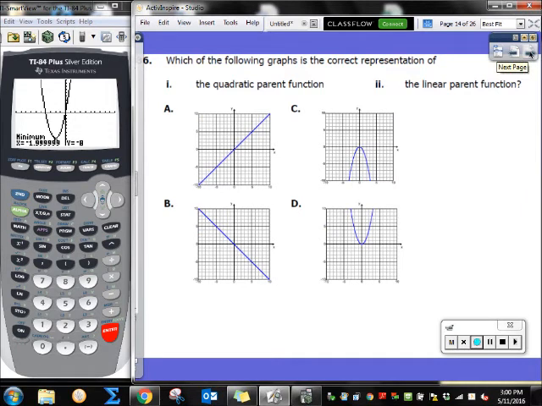Okay, 36. Which of the following is the correct representation of the quadratic parent function, which we know is y equals x squared? If you don't, you definitely need to memorize that. And hopefully you recognize that that is D.